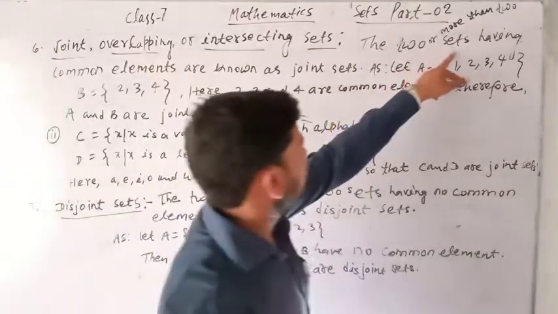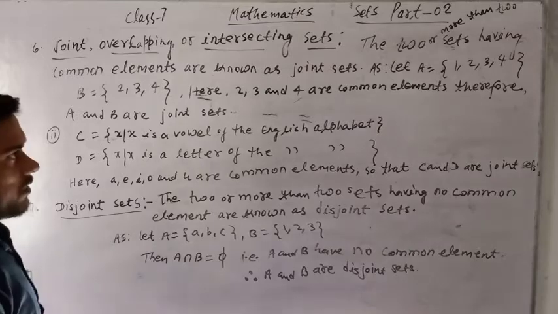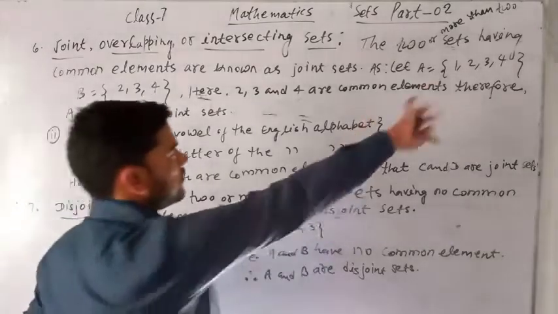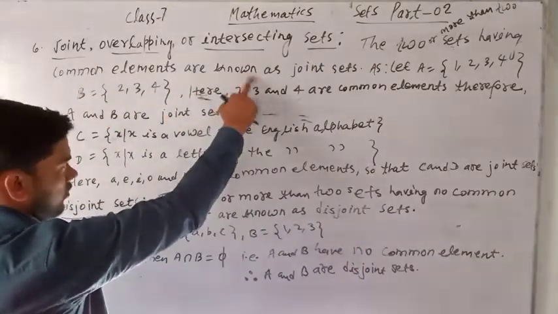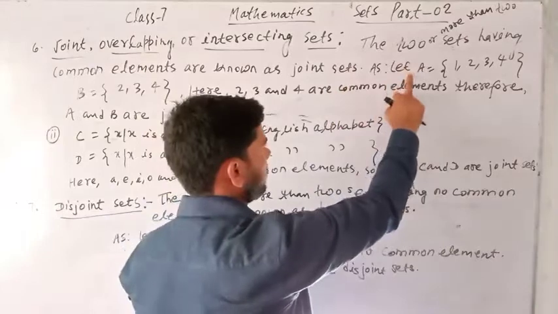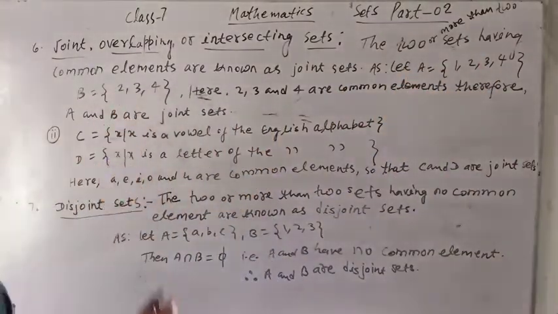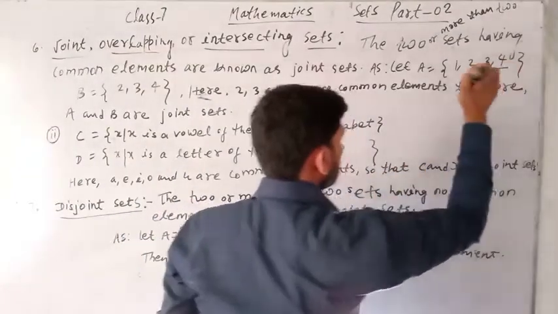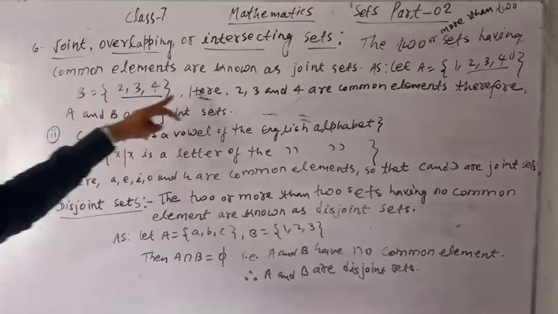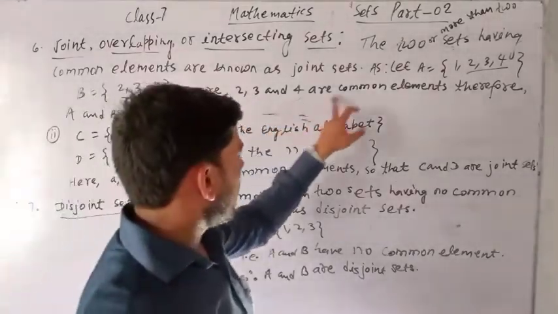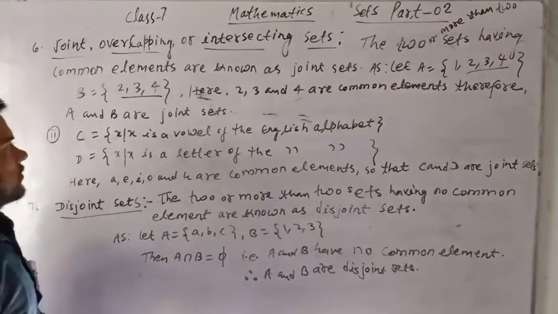The two or more than two sets having the common elements are known as joint sets. As for example, let A is equal to {1, 2, 3, 4} and B is equal to {2, 3, 4}. 2, 3, 4 in set A and 2, 3, 4 are in set B also. Here 2, 3 and 4 are common elements, therefore A and B are joint sets.